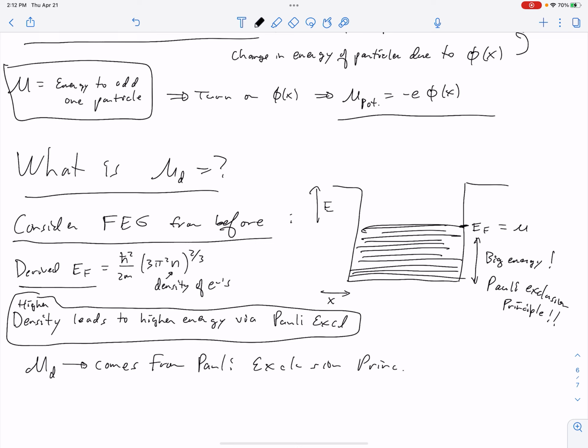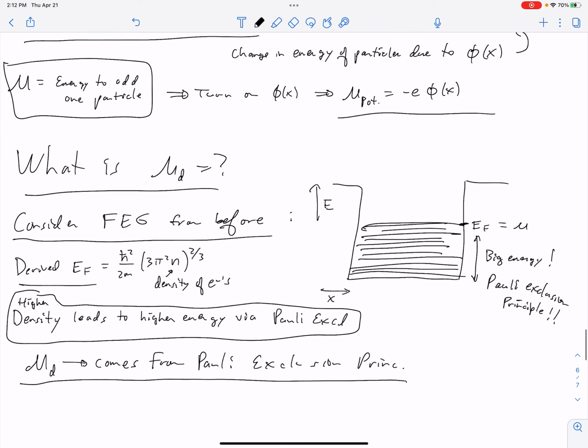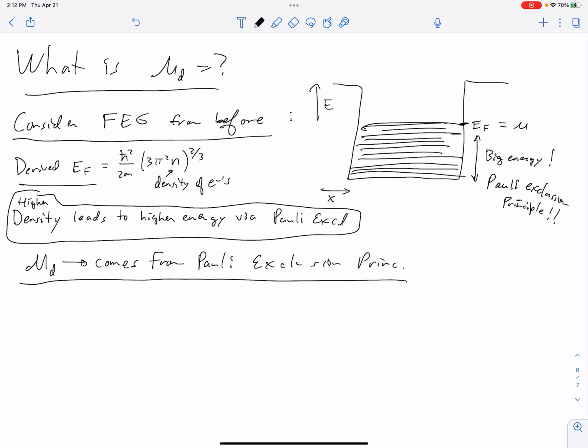Because mu sub d, this density part of the chemical potential, is a way to express the energy that high density regions have more energy because of the Pauli exclusion principle, because the electrons have to be in different states, so they have to pile on into higher energy states. So how do we turn that into an equation? Well, there's a simple way to do it.